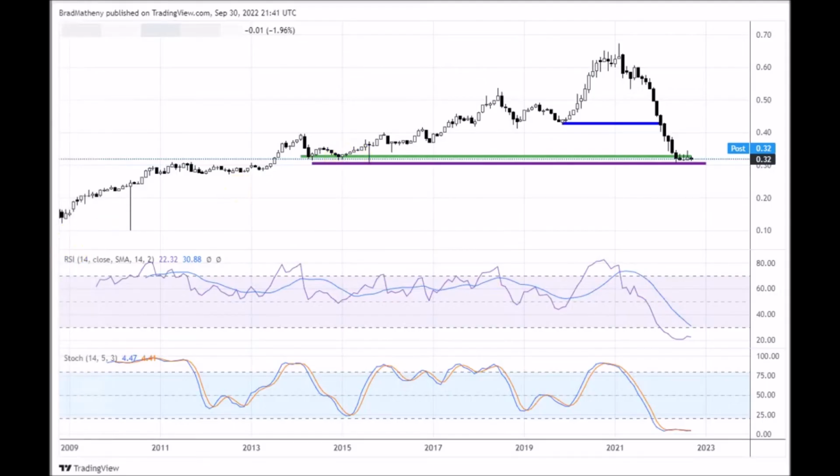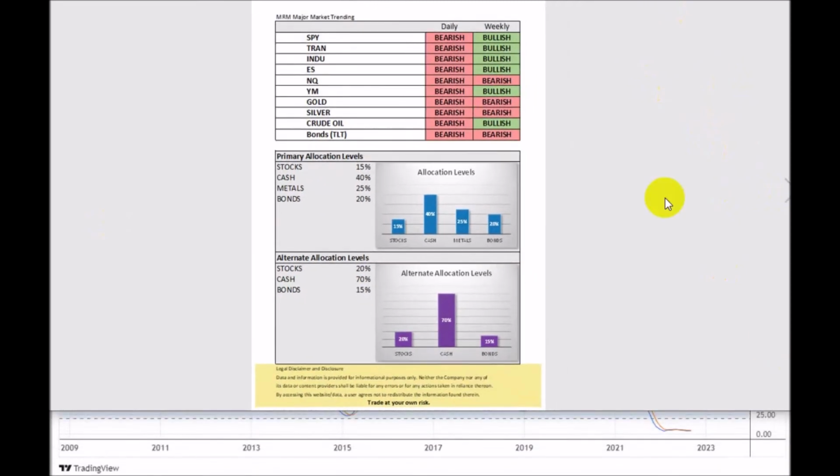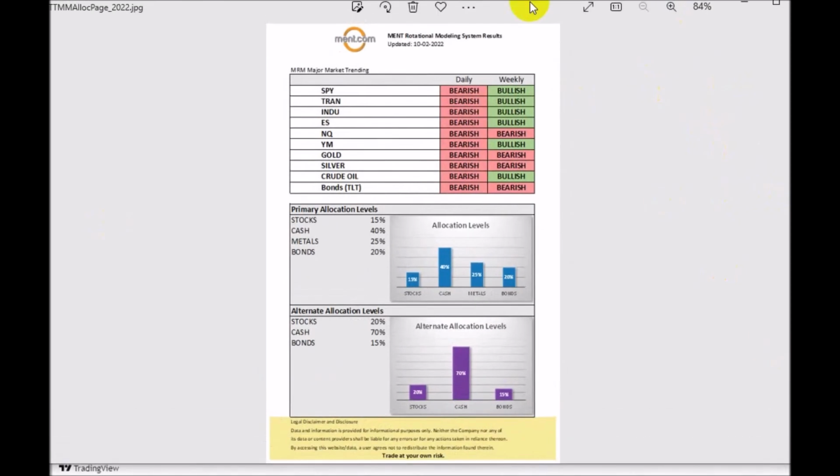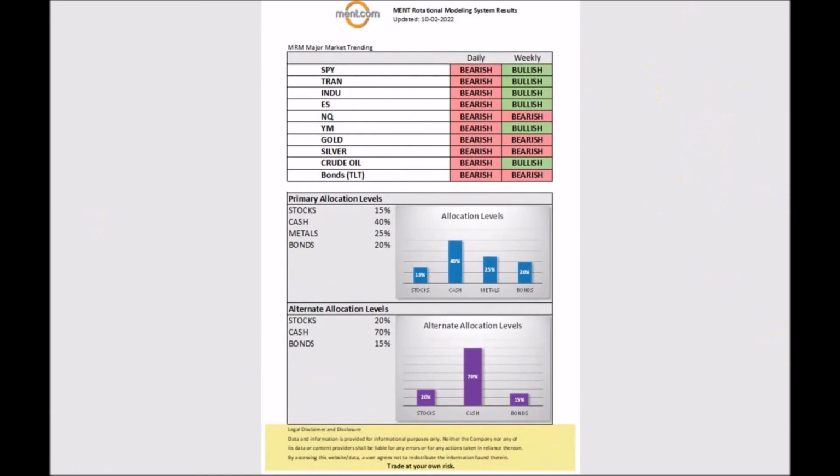Okay, so now let's go over to the momentum reversal system, and I need to resize this a little bit. The rotational modeling system has not changed. Nothing has changed last week. The S&P is still bearish daily, bullish weekly. So let me go through these.